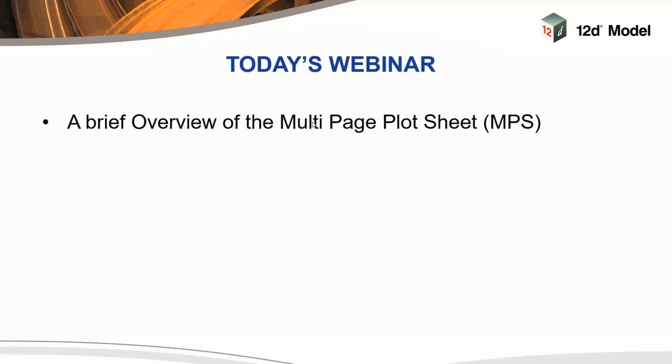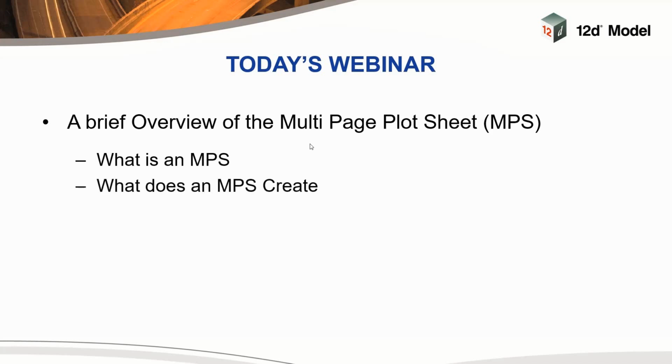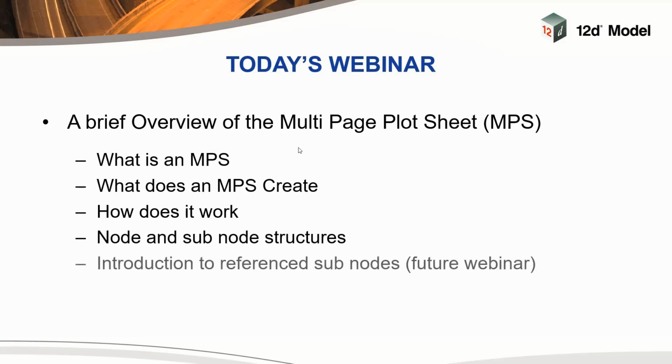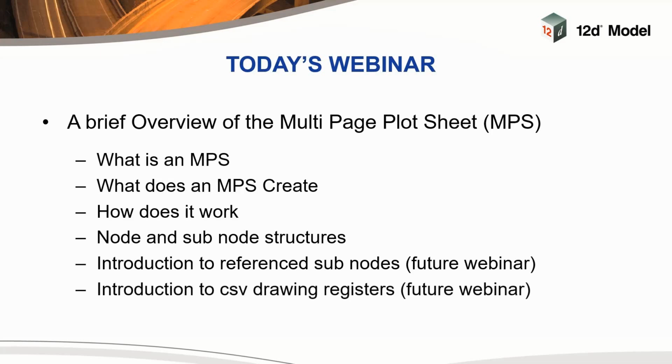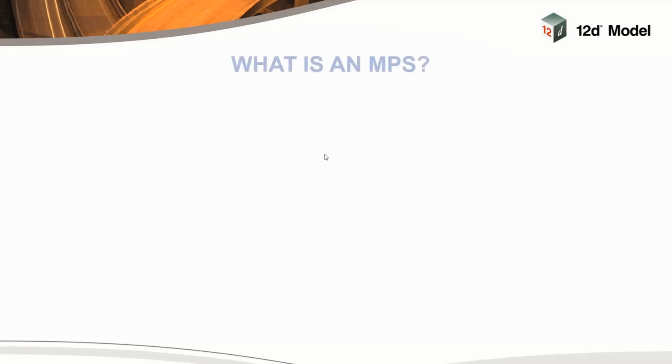So starting off, today's webinar, what's going to be included? It's a brief overview of the multi-page plot sheet, or an MPS as I'll refer to it for the rest of the day. This includes what is an MPS file, what does an MPS create, how does it work, node and subnode structures, introduction to reference subnodes. In detail they will be covered in a future webinar, and an introduction to CSV drawing registers. Again, this will also be included in detail in a future webinar.